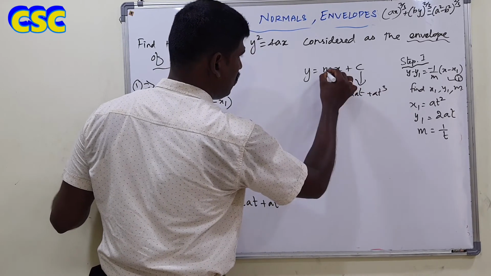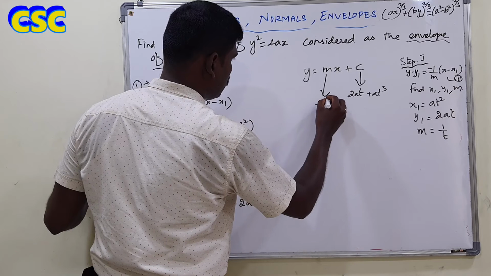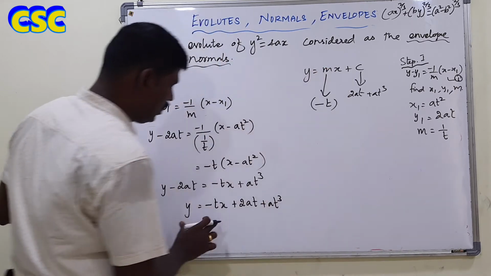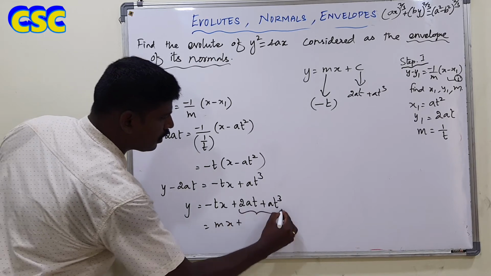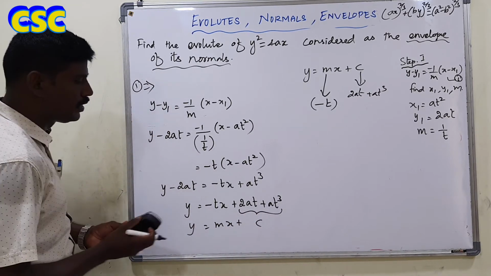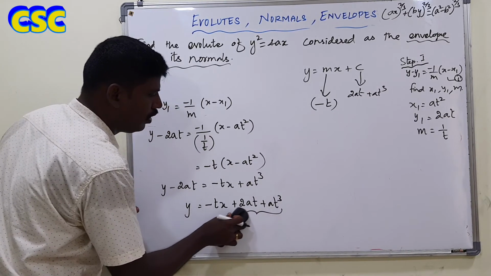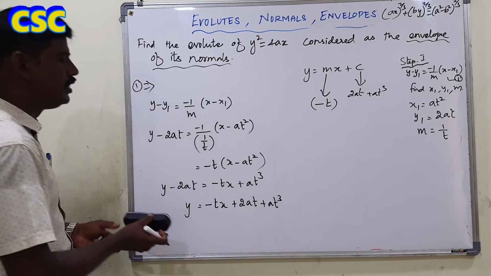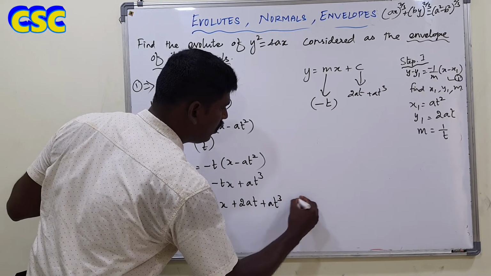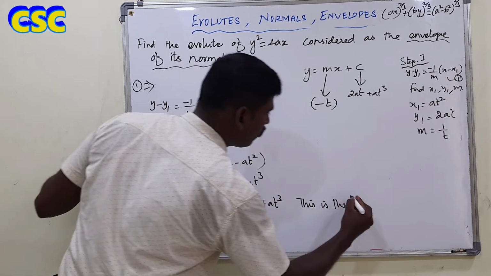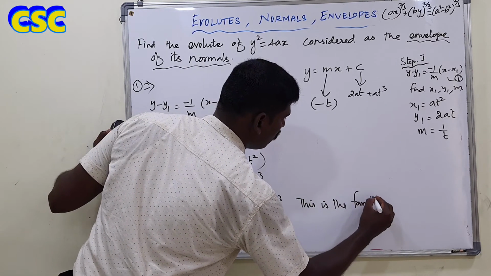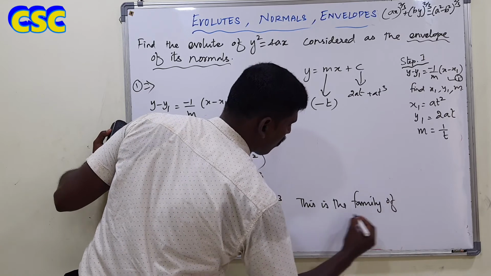All are constants. What is m? It is minus t, isn't it? So this is in the form of y equal to mx plus c, these are all treated as c. So it is a straight line, isn't it? But here it is a normal, isn't it? Normal in t. This is the family of normals.